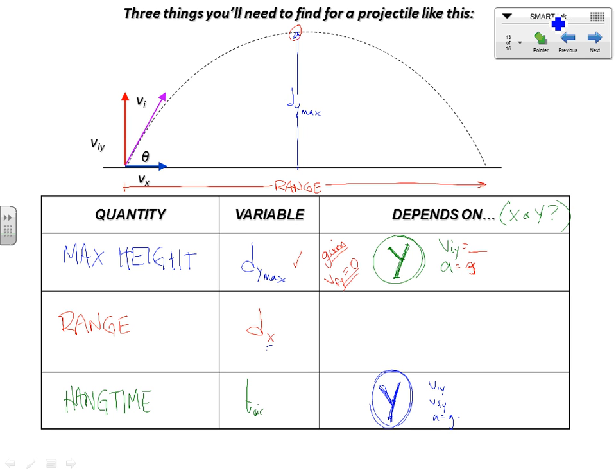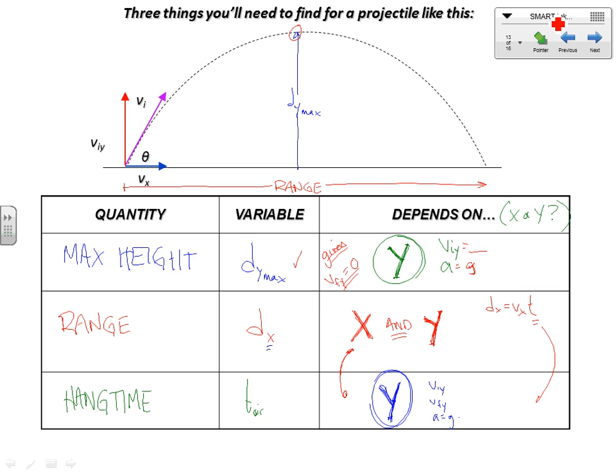Now, dx, right? I get it. You see that and you say, oh, well, dx must depend on x stuff. Well, it certainly does. But remember, the only equation we have here is dx is vx times t. And t depends on y stuff. So this is the hard one, and y stuff. Range problems for you guys will always first be a time in the air problem, and then you'll bring that time up here to find range. Okay?